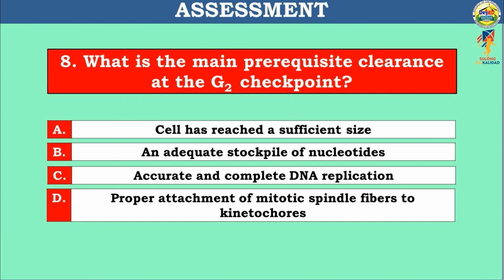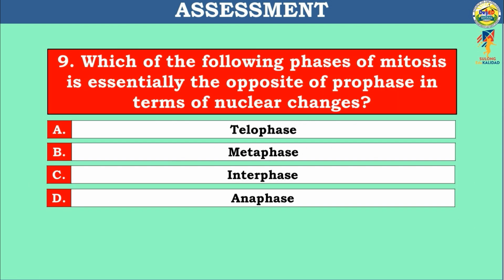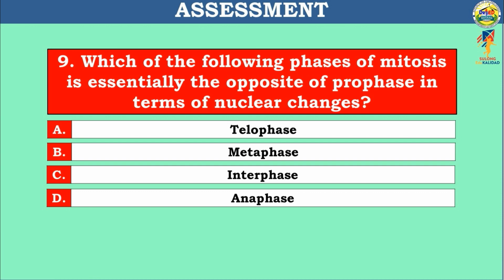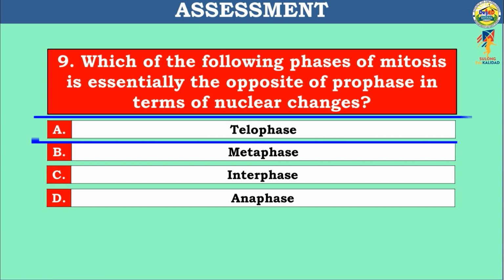The correct answer for question number 8 is letter D. Question number 9. Which of the following phases of mitosis is essentially the opposite of prophase in terms of nuclear changes? Letter A, telophase. Letter B, metaphase. Letter C, interphase. And letter D, anaphase. The correct answer for question number 9 is letter A, telophase.